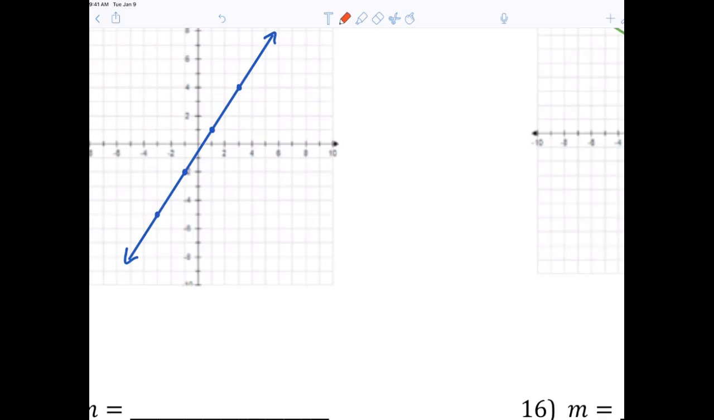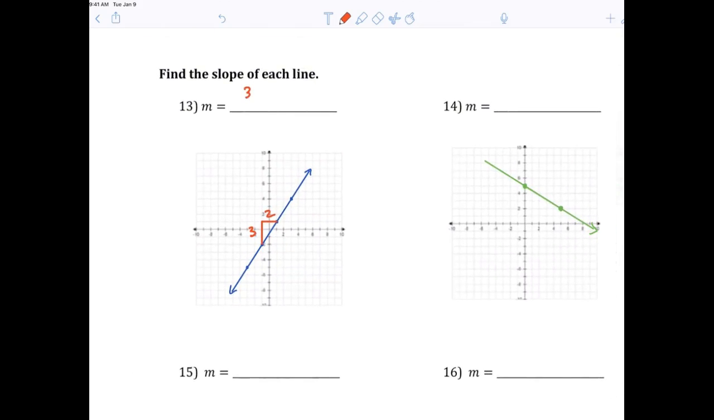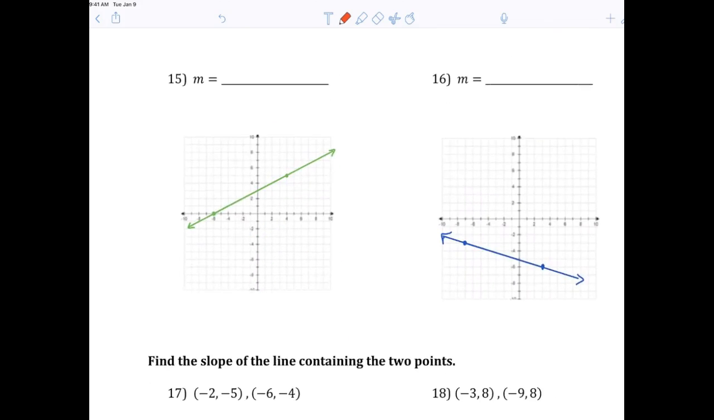So here we go. We're going to go here and here. So how much should I go up, Aiden? How much did I go over? Right. So that's 3, that's 2. So my slope is what? 3 over 2. That's how simple. That's how easy. Thomas, you okay with that? Yeah. Thank you, Thomas.